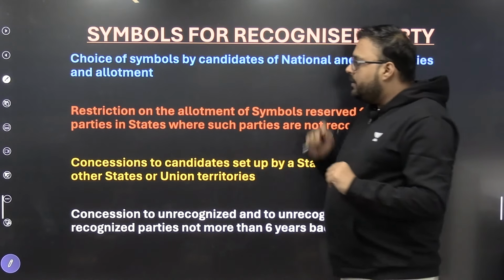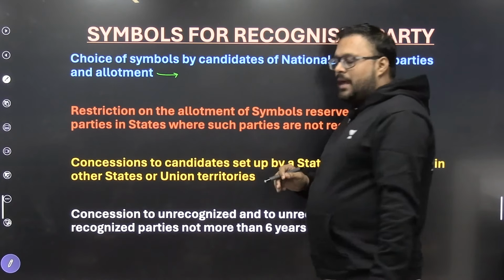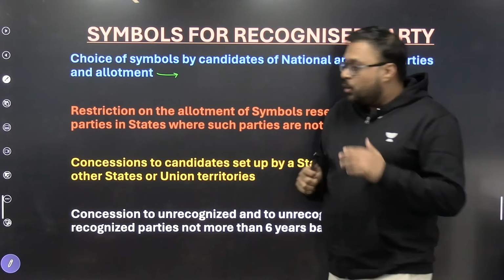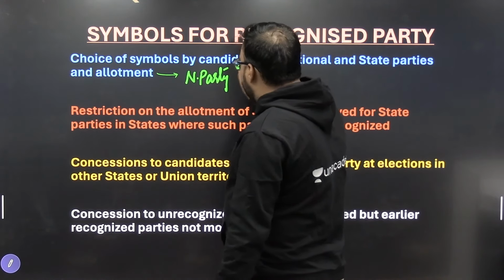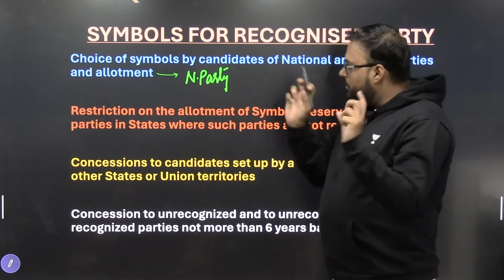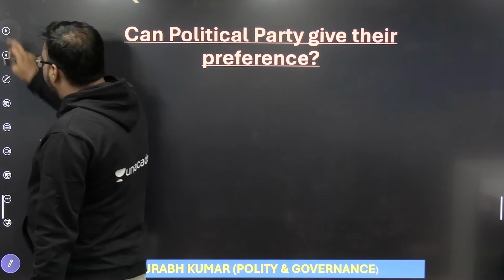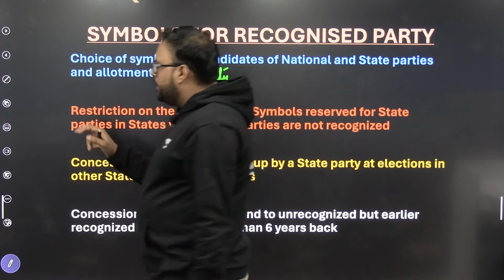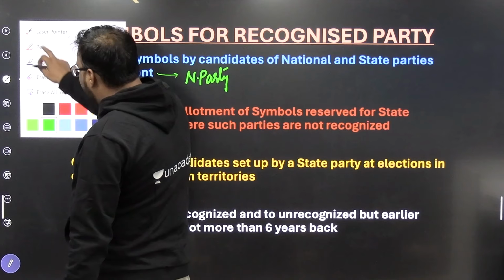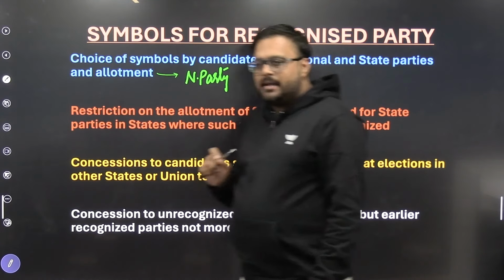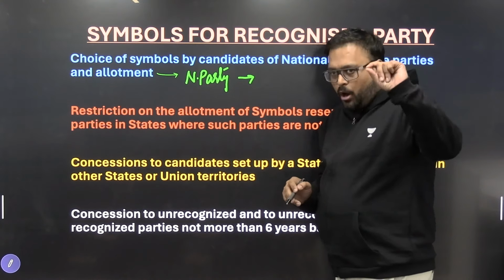Now just looking into the very first one, the choice of symbols. If it is a national party, then we all know that the BJP has the Kamal Ka Phool, the lotus. The point is, if a national party is contesting from any state, no matter whether it is an election of the Lok Sabha or of the state legislative assembly, they will be assigned that particular symbol.